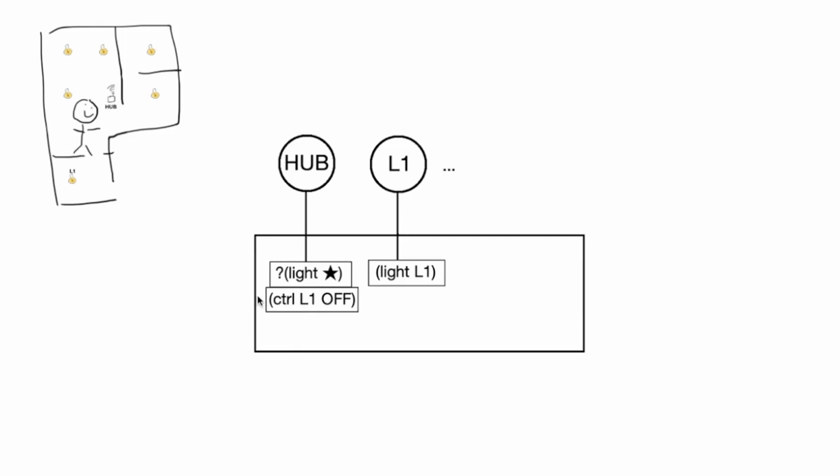In order to control each light, the hub actor asserts a control signal. Here it asserts that the control state for the light with identifier L1 should be off. Of course, in order to receive the control signal, the light actor needs its own subscription. It does so with an assertion of interest in controls matching its own identifier and any value.